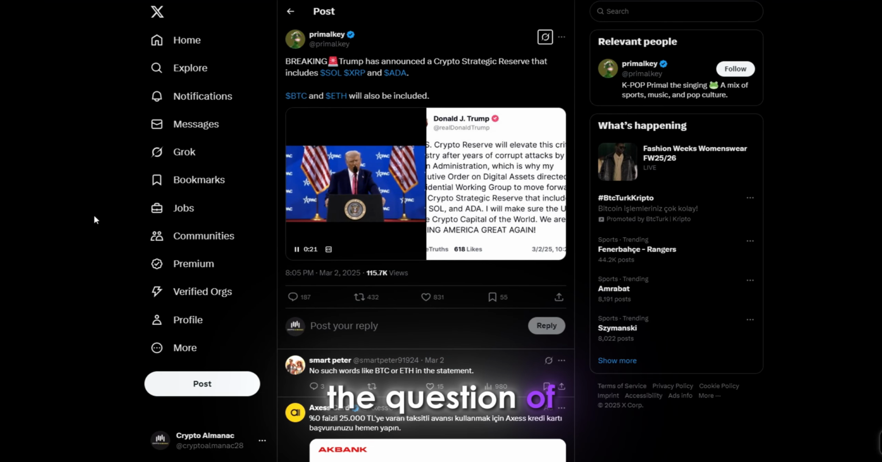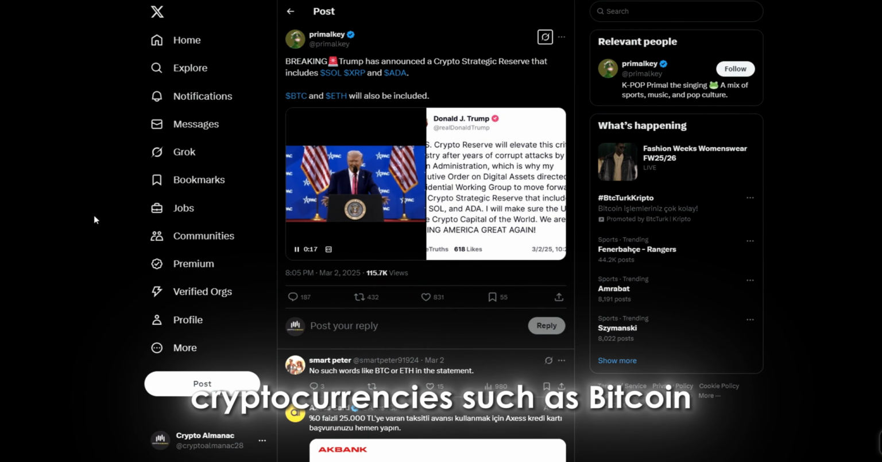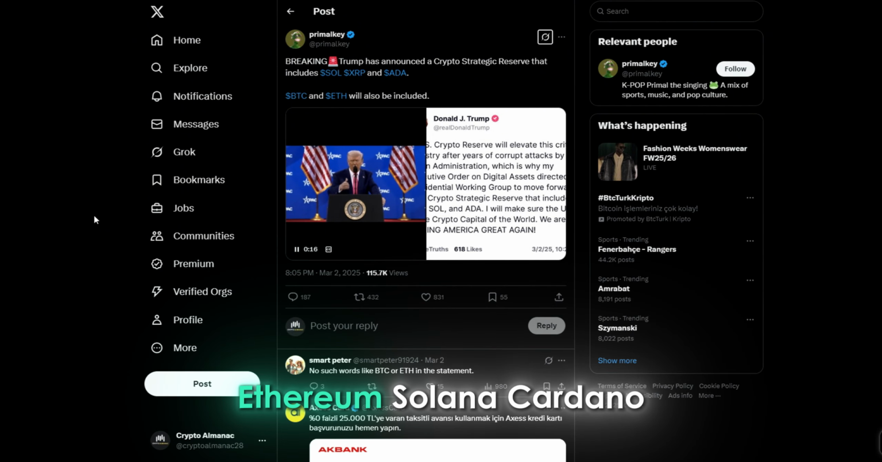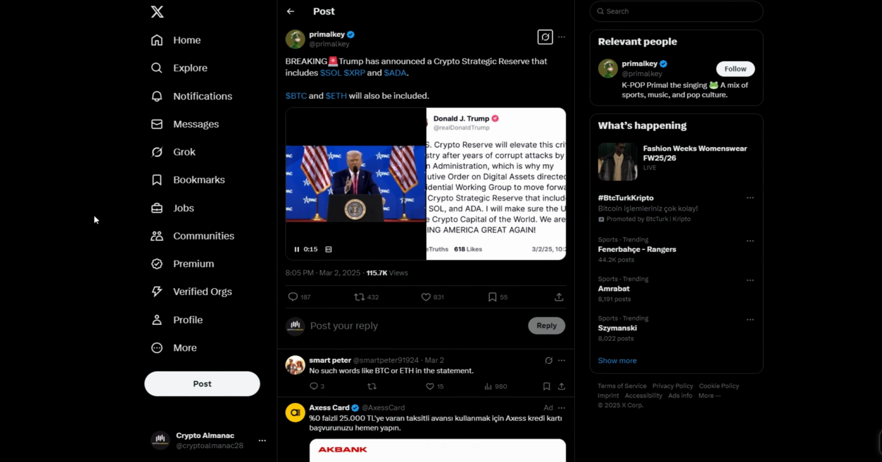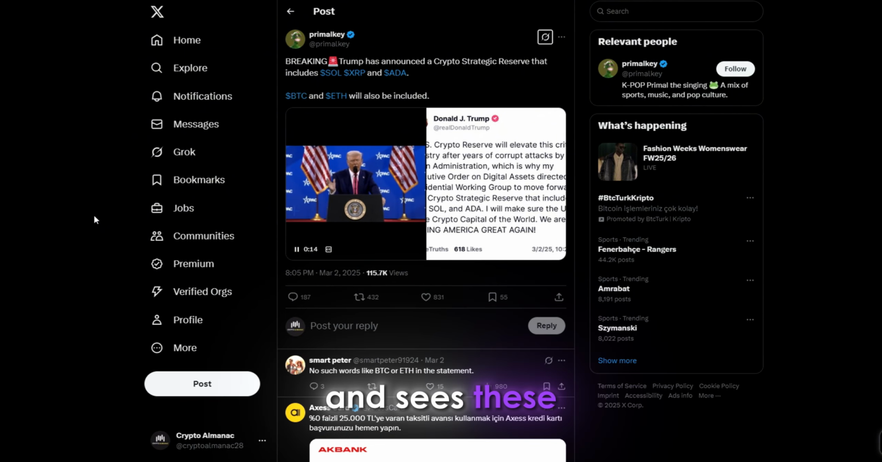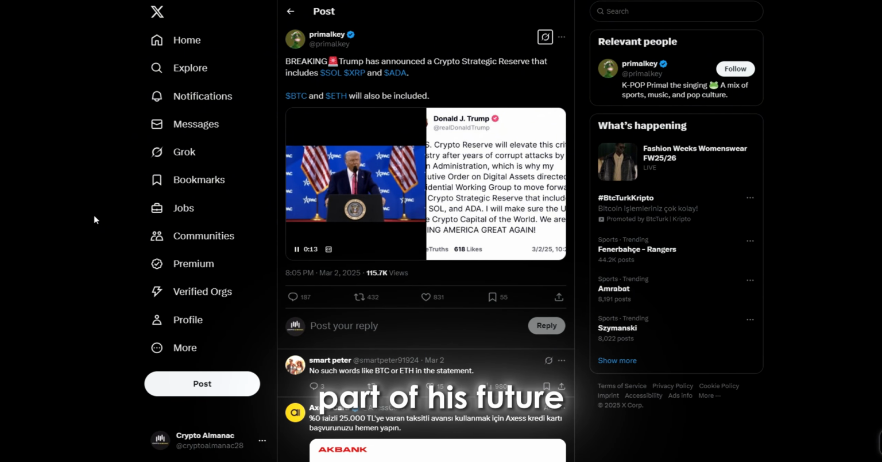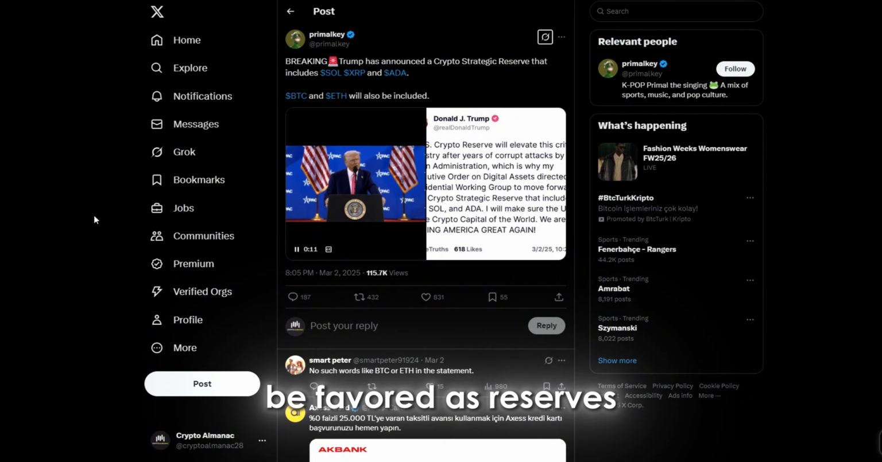When addressing the question of whether Trump will designate Xcn coin as a reserve, it is important to consider his previous statements and the general trends in the cryptocurrency market. Recently, Trump declared major cryptocurrencies such as Bitcoin, Ethereum, Solana, Cardano, and XRP as reserves. This statement shows that Trump has a positive attitude towards cryptocurrencies and sees these digital assets as part of his future economic plans.